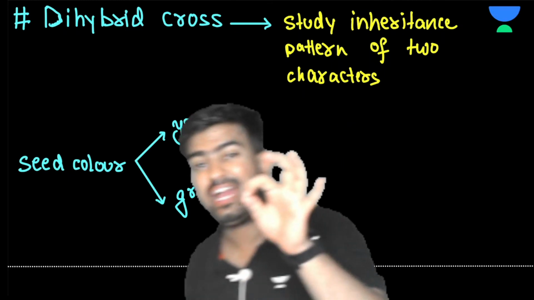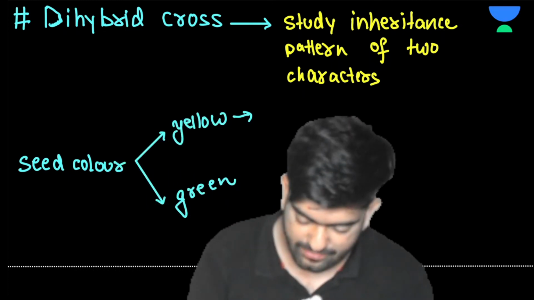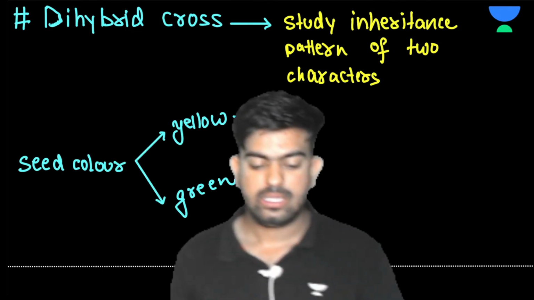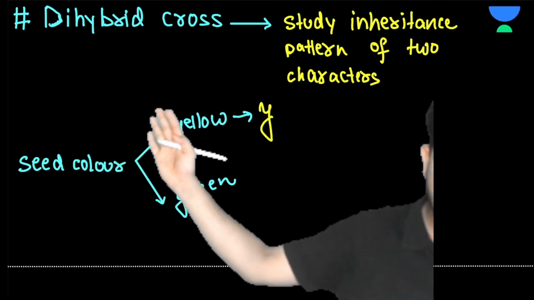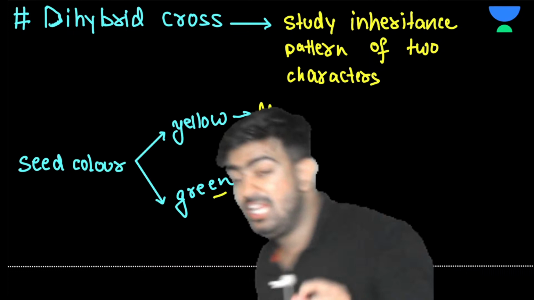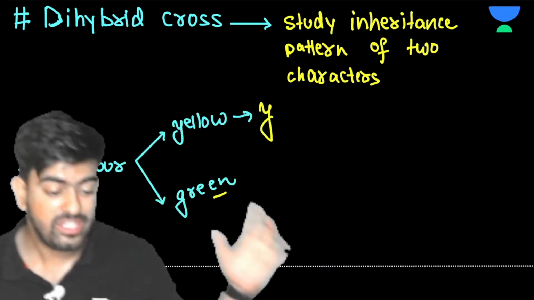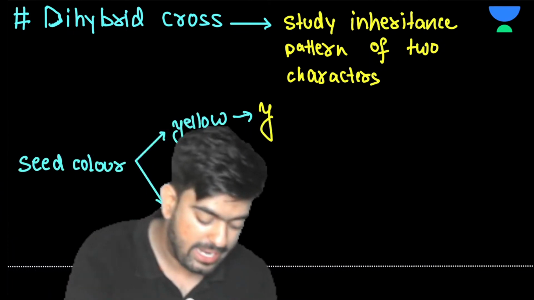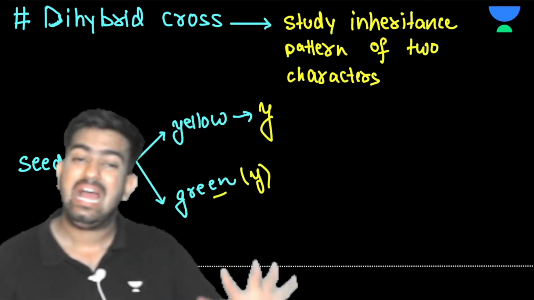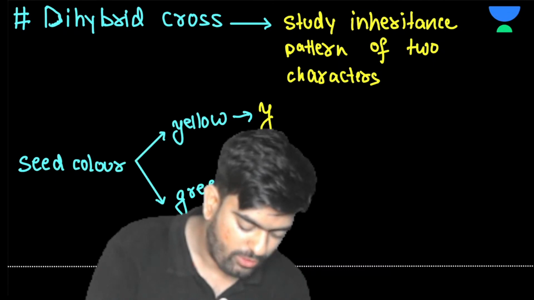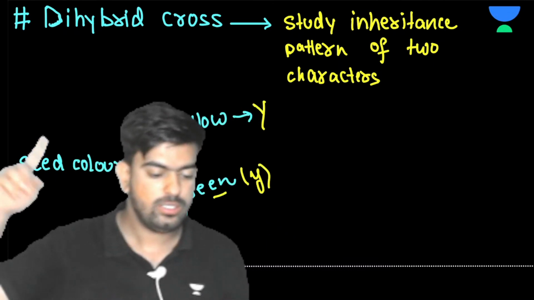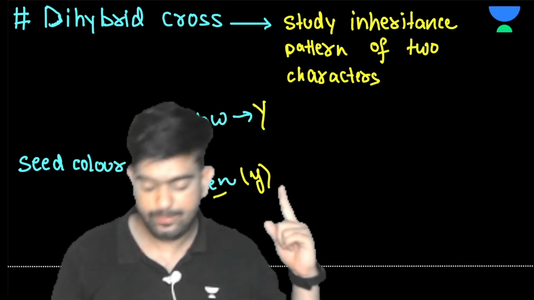So if it is dominant, how should I write it? Should I write it with a capital Y? Yes sir, definitely with a capital Y. So I am representing yellow as capital Y. Now we have green. Can I write small g? No, we can't write small g. We have to write it as small y. To avoid confusion, I am going to use italics for this and cursive for the small letters. Is this clear? Okay, sir.